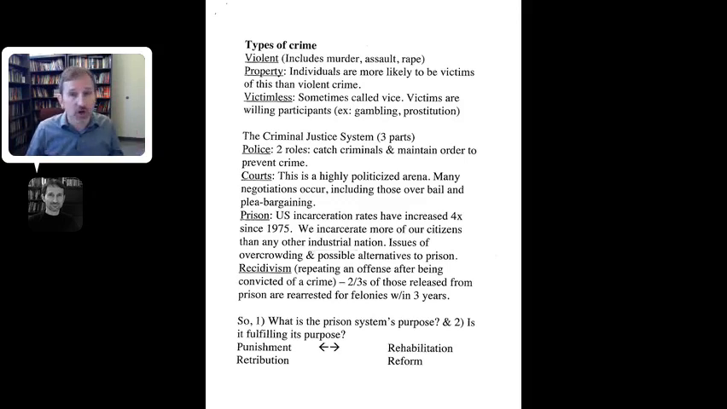And that comes at a cost. Our incarceration rates have gone up 4 times since 1975. So we've increasingly incarcerated. And that raises a lot of issues, not the least of which are issues of overcrowding. Increasingly, prisoners are being let go in California because there aren't prisons to hold them.